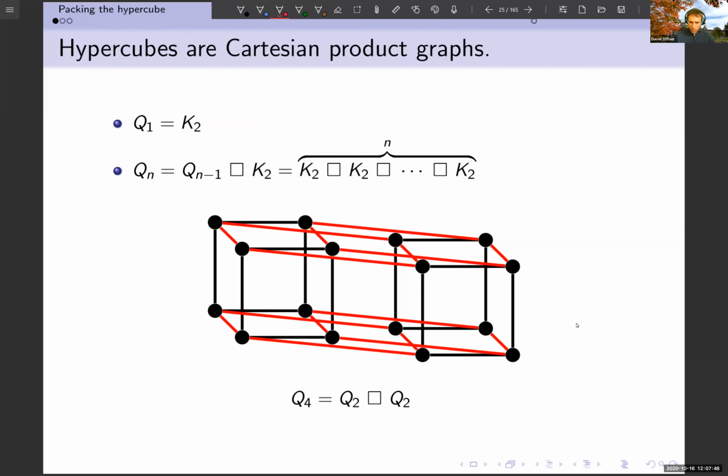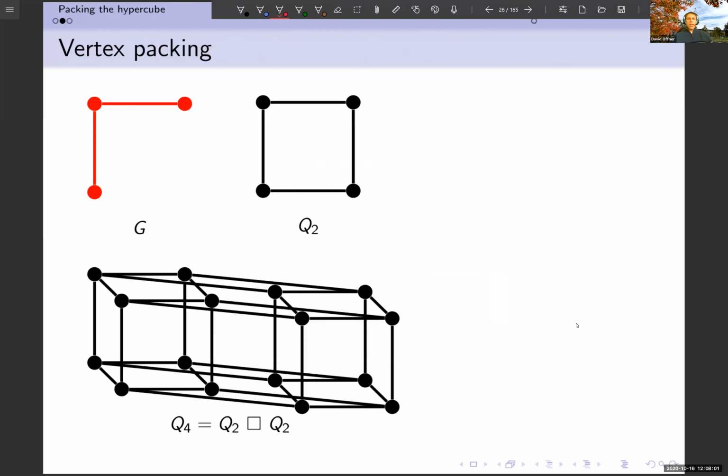And so in general, I don't think I wrote it here, but Qn plus m is the Cartesian product of Qn and Qm, right? Okay, so now with that background on hypercube graphs, we can talk about our packing problems.